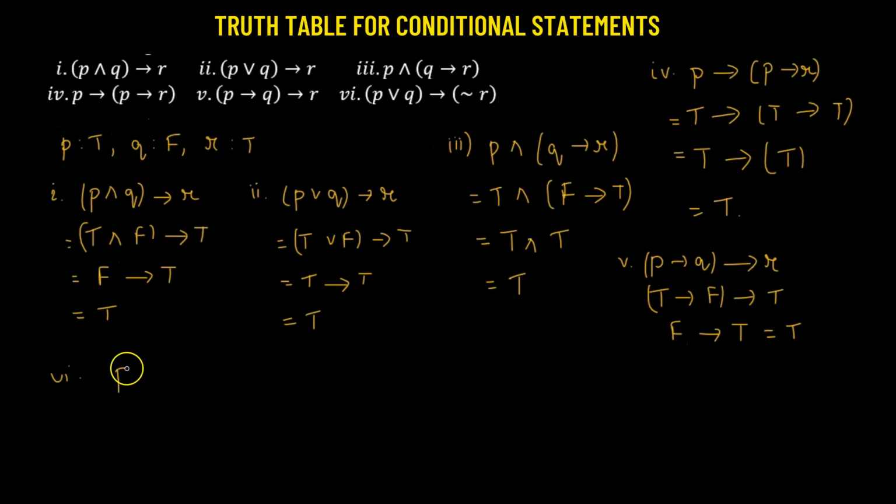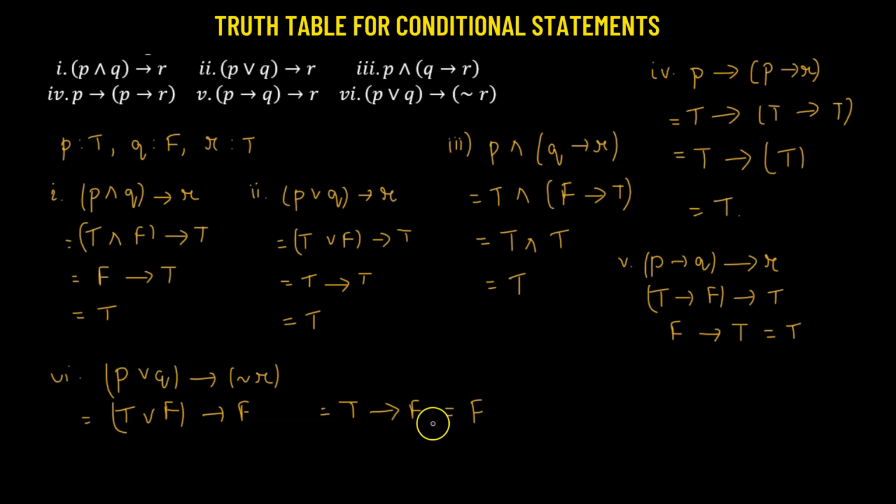So 6 will be if P or Q, then not R. So P is true, Q is false, then not R. Now R is true, so not R will be false. Right. So true or false, this is a disjunction, so this is going to be true, then false. If it is true, then false, this is a false statement, which is again the same case as the hypothesis is not enough for the conclusion to be true. So that's why when it is if true, then false, that would simply mean that we have a truth value of false.